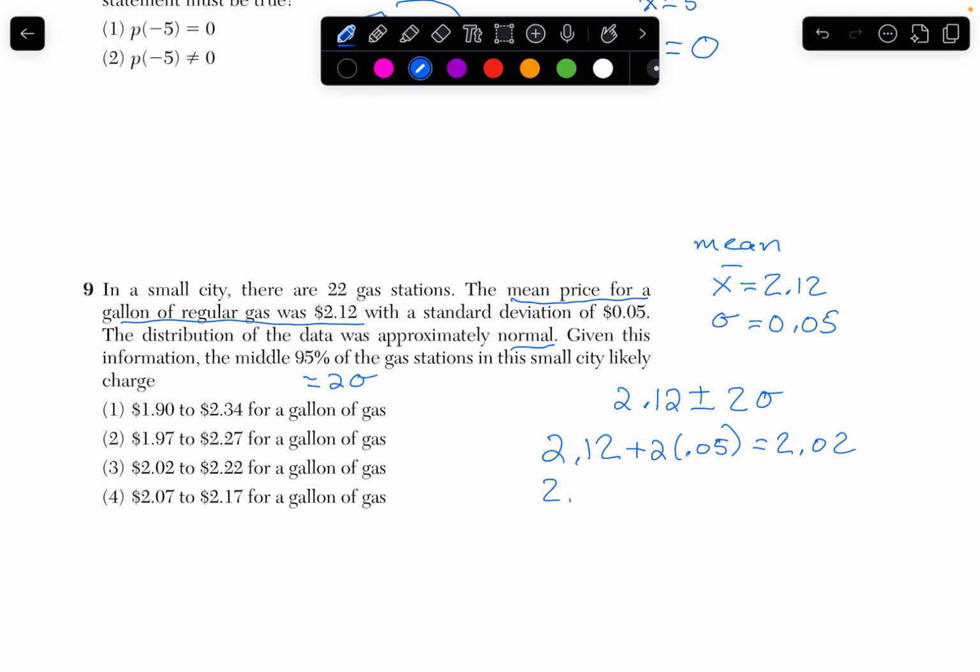2.02. 2.12 minus 2 times 0.05. And this is, okay, I got them backwards. The plus, this is 2.22, and this one is 2.02. So we have a range of 2.02 to 2.22. So, you know, if we're driving through that town, we figure that out of those 22 stations, the prices have to be somewhere between those 2 points, which is number 3.